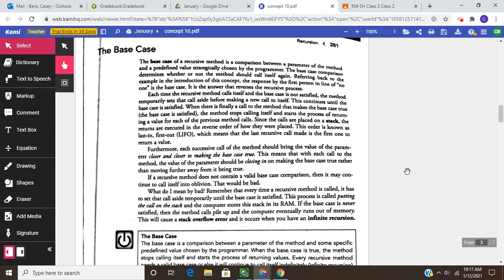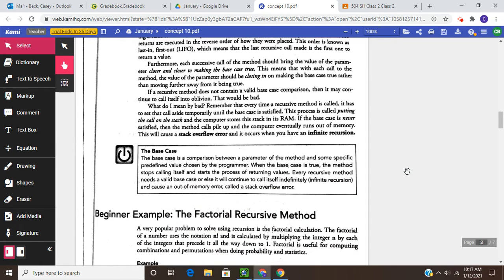What do I mean by bad? Remember, every time a recursive method is called, it is set aside temporarily until the base case is satisfied. This process is called putting the call on the stack. And in the computer, the stack is its RAM. If the base case is never satisfied, then the method calls pile up and the computer eventually runs out of memory. This will cause a stack overflow error, and it occurs when you have infinite recursion.